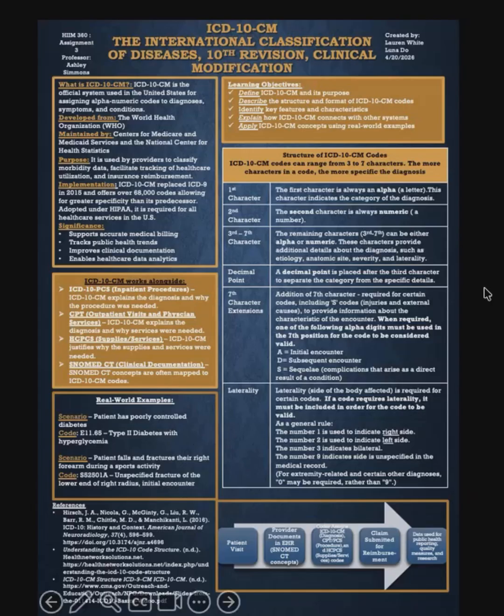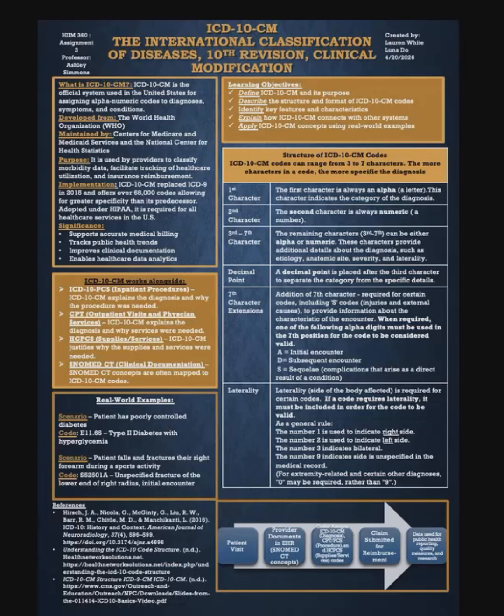We are presenting ICD-10-CM, the International Classification of Diseases, 10th Revision, Clinical Modification. Our learning objectives are to define ICD-10 and its purpose, describe the structure and format of ICD-10-CM codes, identify key features and characteristics, explain how ICD-10-CM connects with other systems, and apply ICD-10-CM concepts using real-world explanations.